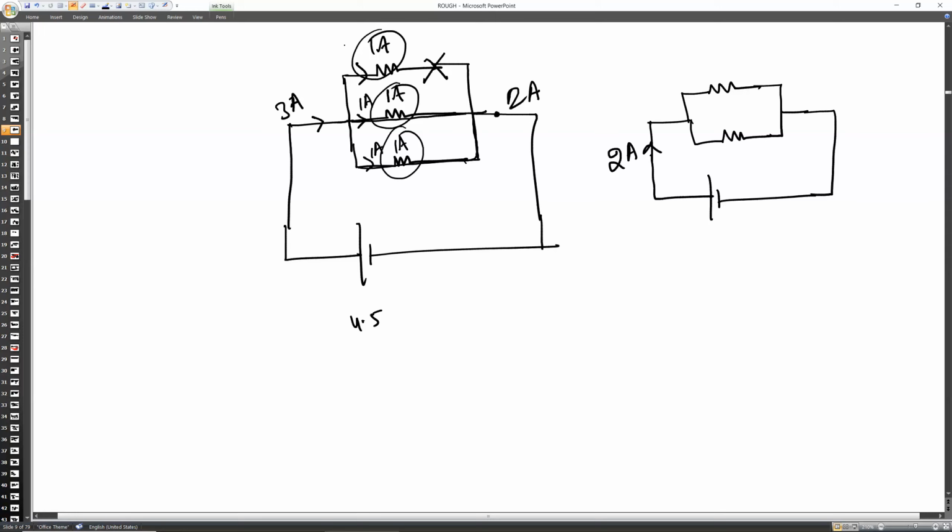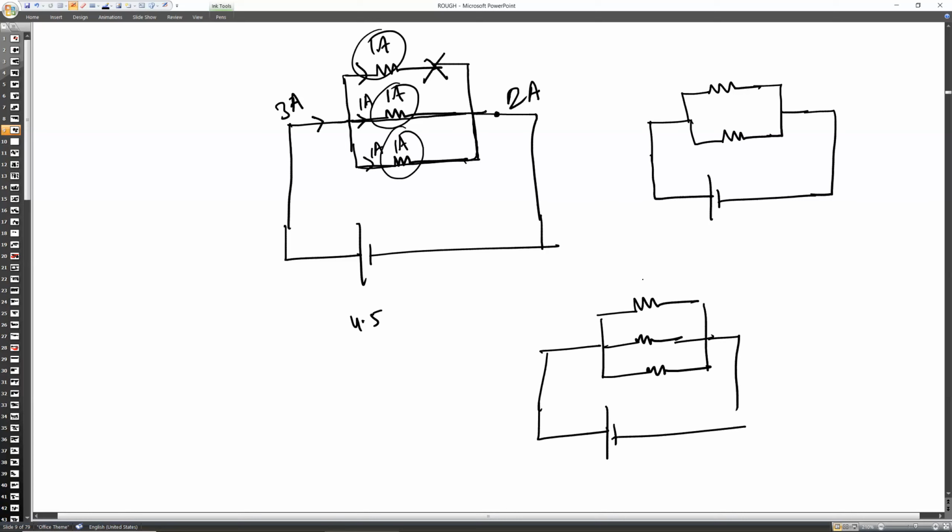So if one bulb gets fused, it does not mean that the 3 ampere current stays the same. If the 3 resistors are connected with 1 ampere here, 1 ampere here, and 1 ampere here, and one fuses, then 1 ampere and 1 ampere will still flow through the others. It does not mean it will add up. And if another bulb also gets fused, it does not mean all the 3 ampere current will pass through the single resistor. No, only 1 ampere current will flow through it.